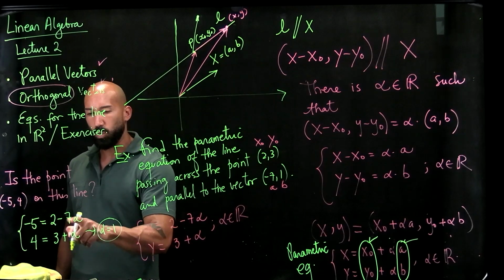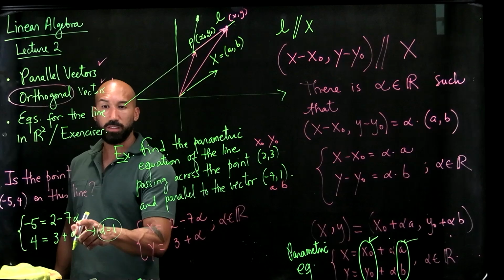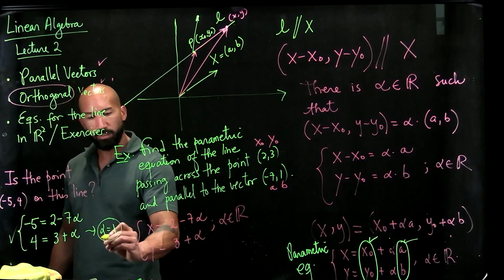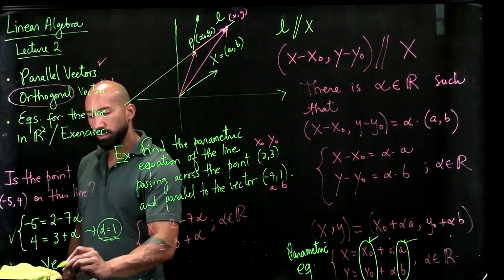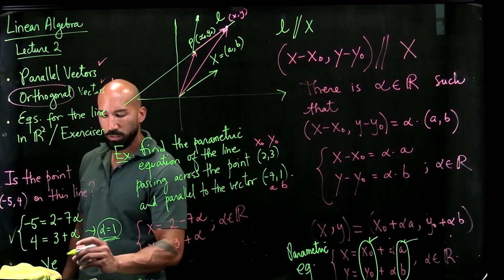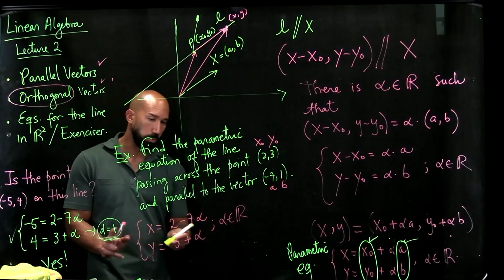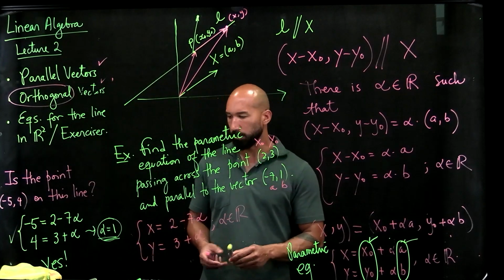If alpha is 1, 2 minus 7 times 1 is 2 minus 7, which is negative 5. So both equations are satisfied for alpha equal 1. So the answer in this case is yes. So you see, it's pretty simple.